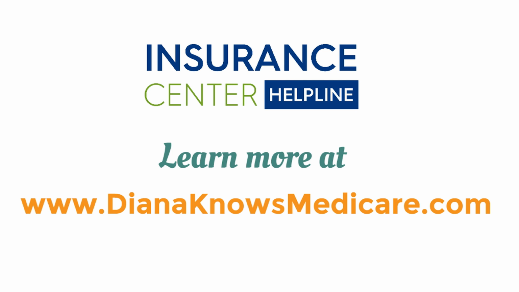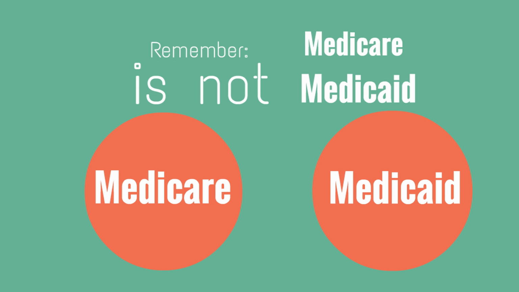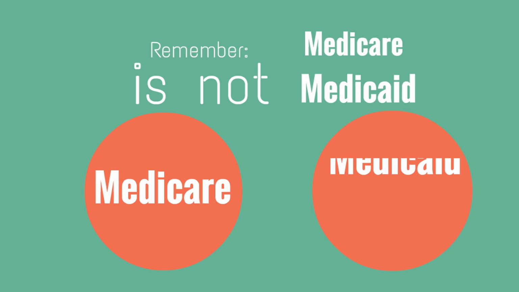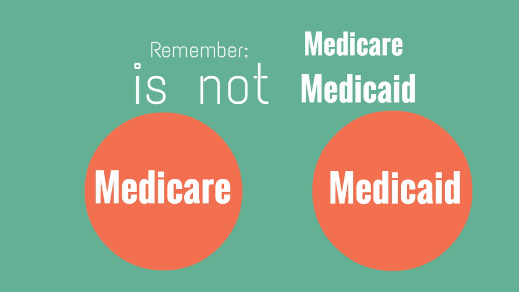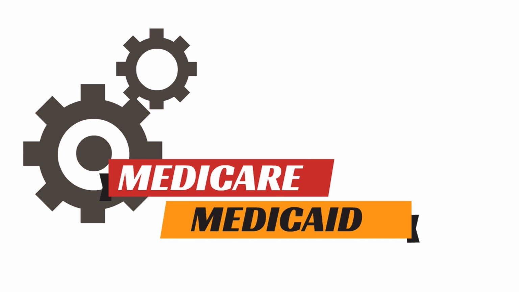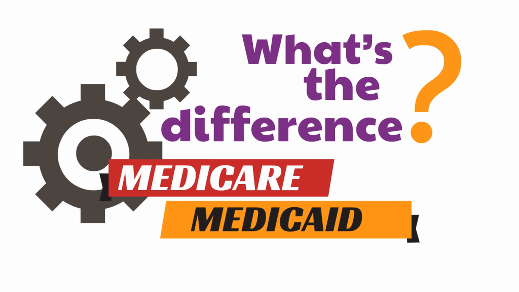Medicare is not Medicaid. Medicaid is a joint federal and state program that helps with medical costs for some people with limited income and resources. Medicaid also offers benefits not normally covered by Medicare, such as nursing home care and personal care services. Each state has different rules about eligibility and applying for Medicaid, so check on that.